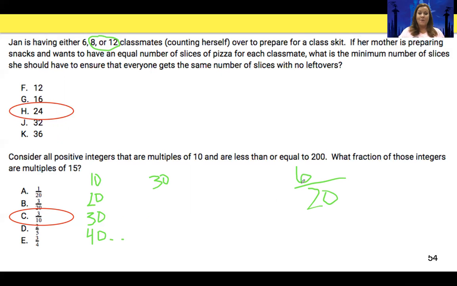Okay, now it's time for your exit ticket. The exit ticket basically is asking you, what is the least common multiple of 6, 8, and 9? And you're going to have to do all 3 of them because none of them are a factor of the other, or 9 is not a multiple of 6 or 8. So you do have to do it 3 times.